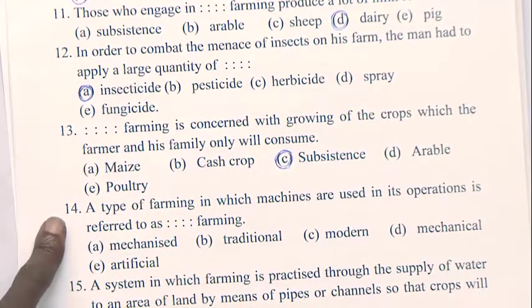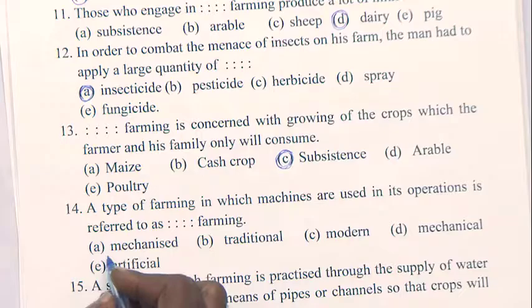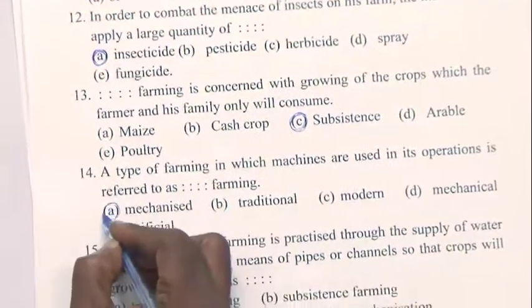A type of farming in which machines are used in its operations is referred to as what? When machines are used, is it hoe? Is it cutlass? No. We talk about mechanized farming. What type of farming? Mechanized farming.